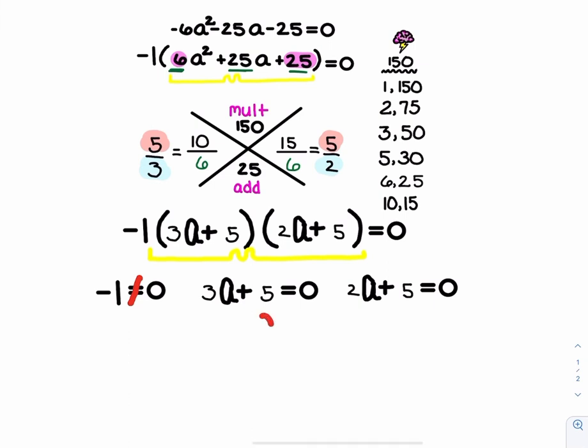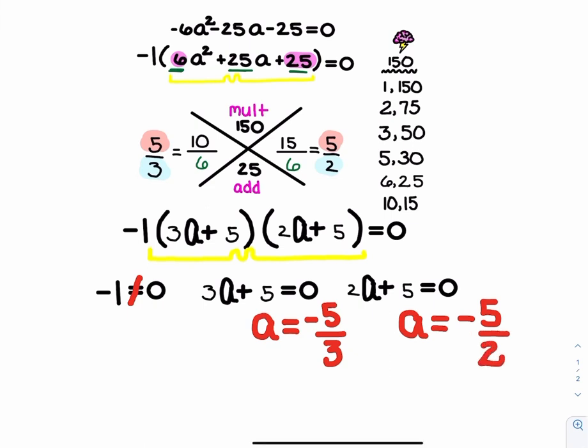Solving 3a plus 5 equals 0, subtract 5, divide by 3, we get negative 5/3. And then that third little mini equation, I'm going to subtract 5 and divide by 2. So a is going to be negative 5/2. And we have the answer to the original equation. A is negative 5/3 and negative 5/2.